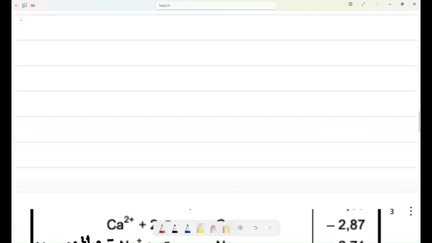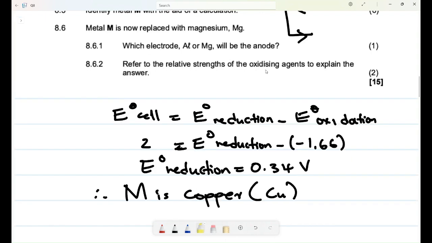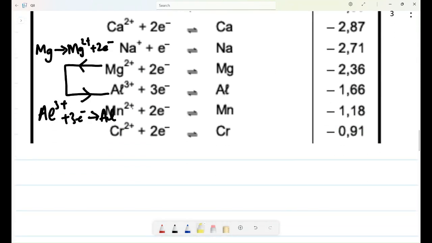Which one undergoes oxidation? Anode, it is the oxidation, right? Remember, oxidation is an increase in oxidation number, or you can say it is a loss of electrons. Again, can you see now this one undergoes oxidation? Why? Because there is an increase in oxidation number. This one undergoes now what? Reduction. Okay.